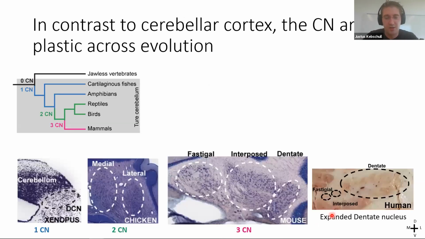Now, while the cerebellar cortex has this crystalline circuit motif just kind of expanded over evolution, the cerebellar nuclei have been very plastic. So in jawless vertebrates, we have stuff that kind of looks like cerebellar cortex, but nothing that resembles the cerebellar nuclei. Then in cartilaginous fishes and amphibians, there's a single pair of cerebellar nuclei. In reptiles and birds, we have two, and in mammals, we have three. In the human, one of the three nuclei got really, really big compared to the other two. So you have this nice system where we seem to have gone from 1 to 2 to 3 cerebellar nuclei, all arising from the same ancestral brain area.